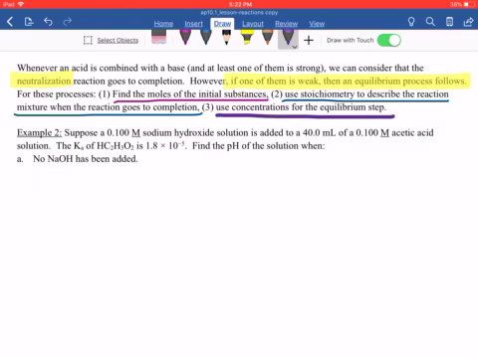All right, so let's go ahead and go through example 2. There's a couple different parts to this. If the video gets too long, I'll split it up into 2 separate videos.